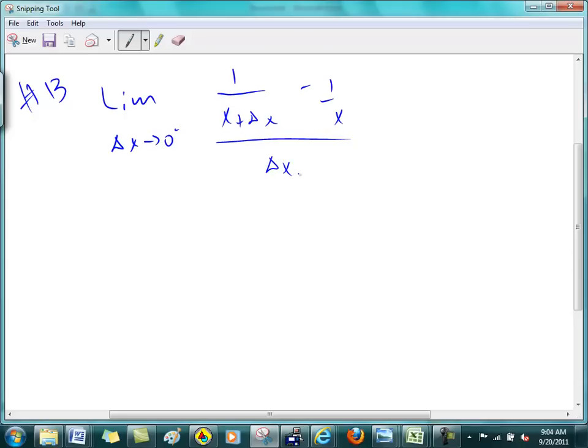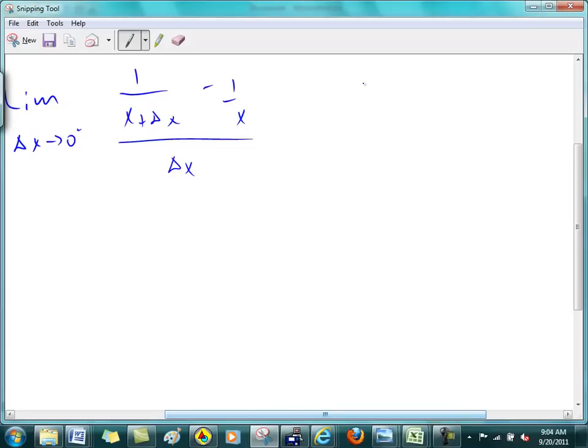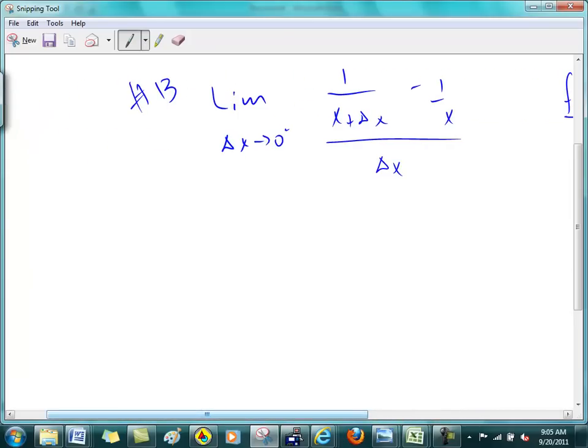Now let me just explain what delta x is. Delta x in the old notation, back in pre-calc, we used to do this with h. So h and delta x are similar in concept. Delta x is one variable, it goes as an entity. So think of it as one variable. In calculus the preference is using delta x. All right, so let's work on this one.